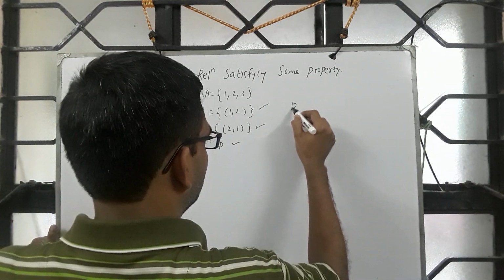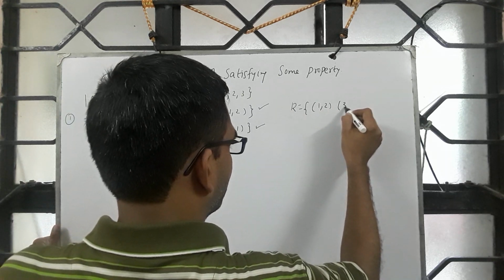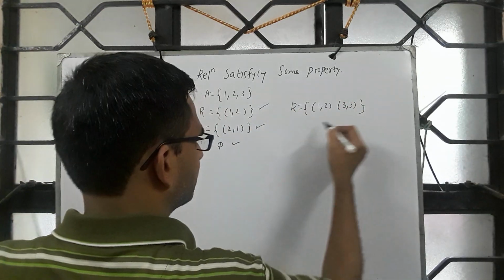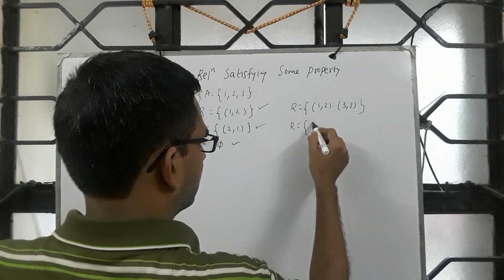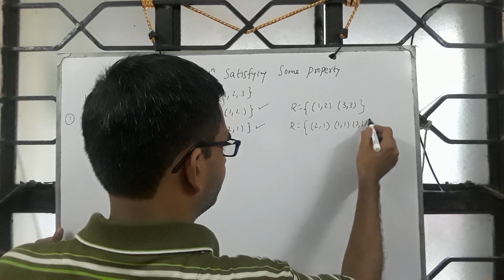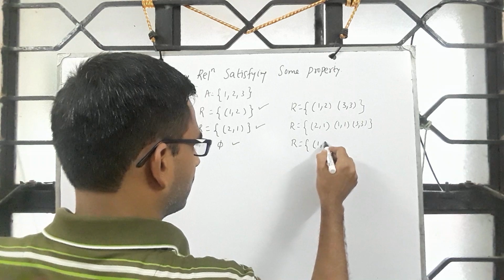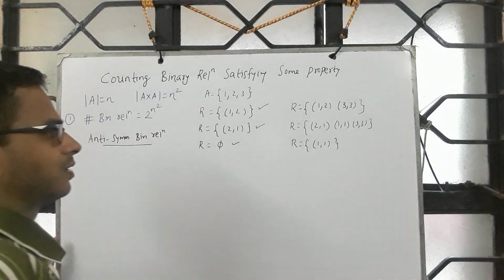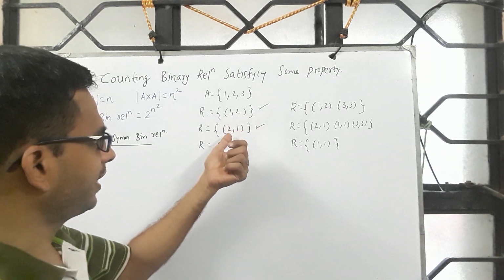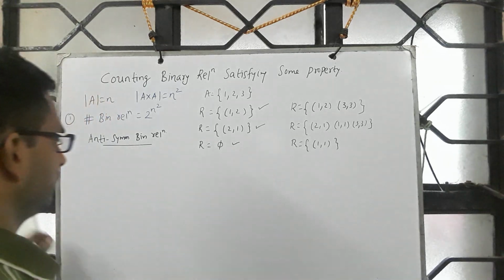And along with this, it can contain pairs like (1, 1), (2, 2), (3, 3) or some subset. So along with this, it can contain maybe (1, 1) and (3, 3). And it can contain just (1, 1). So it should not contain both AB and BA, where A and B are not same.